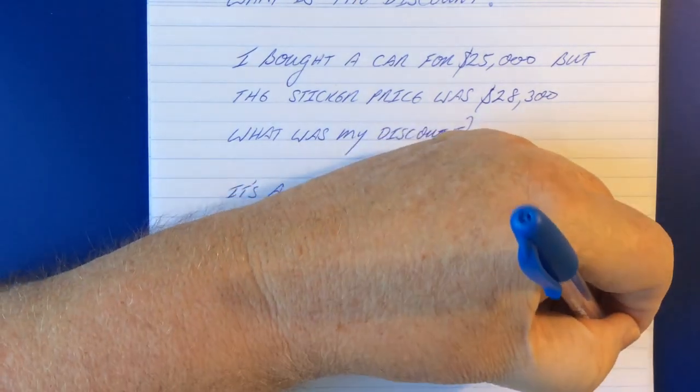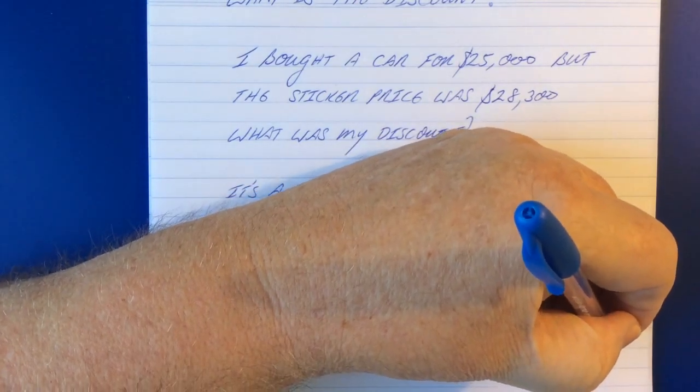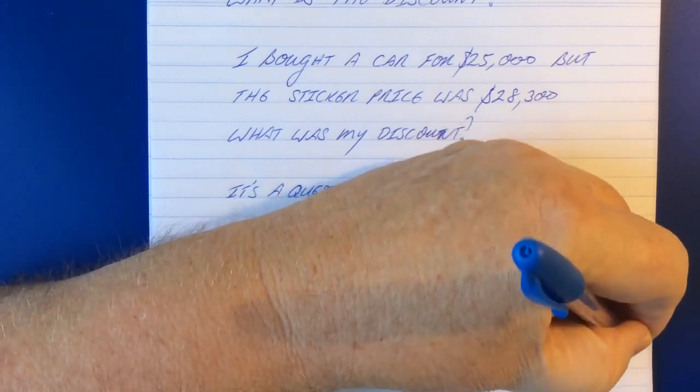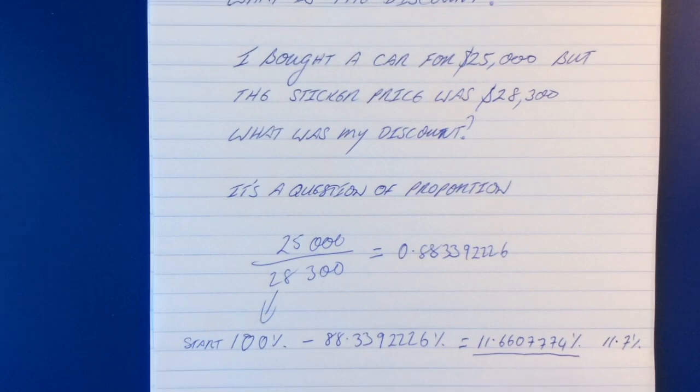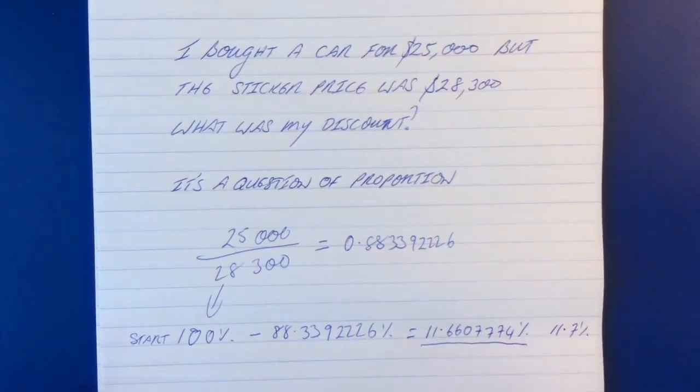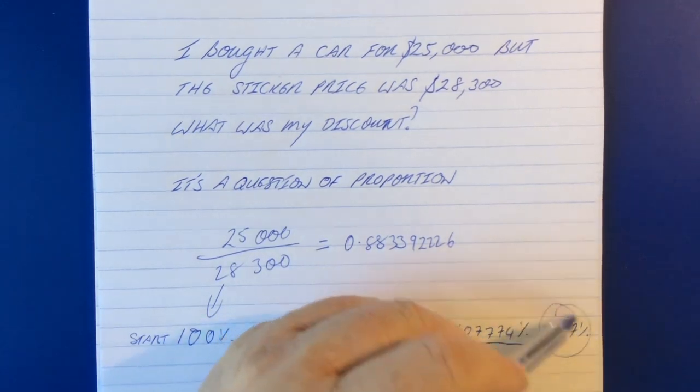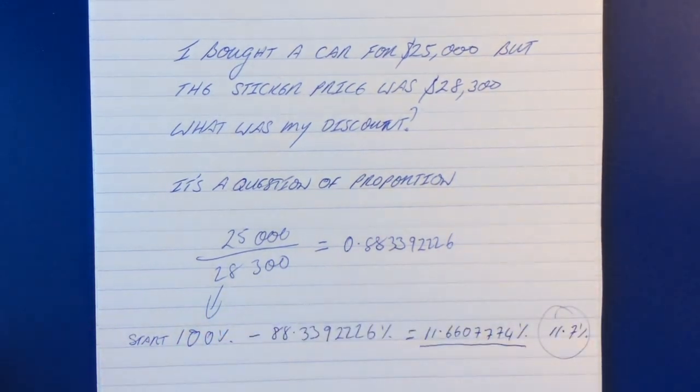Call it 11.7%. Sorry, I'll just move that into frame. So what I've done is I've finally rounded this. So what was my discount? Well, it was 11.7%. Okay. So that answers the general question.